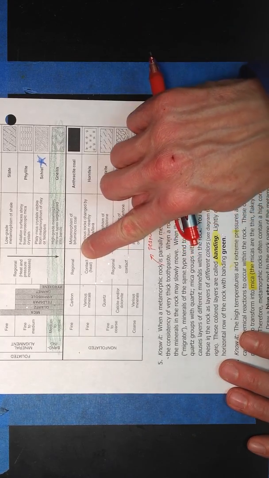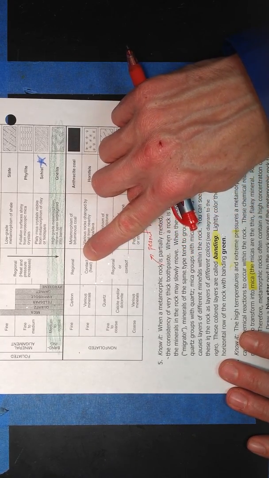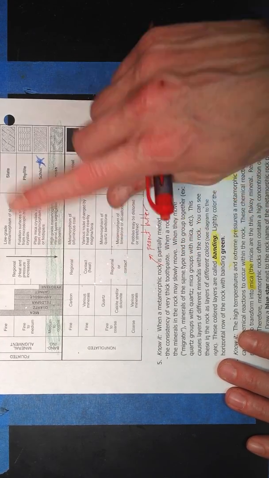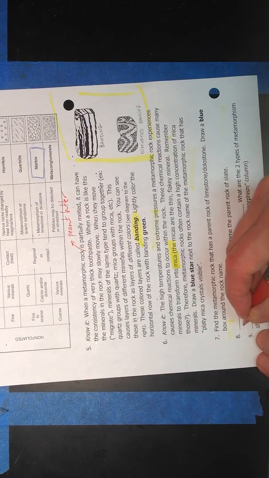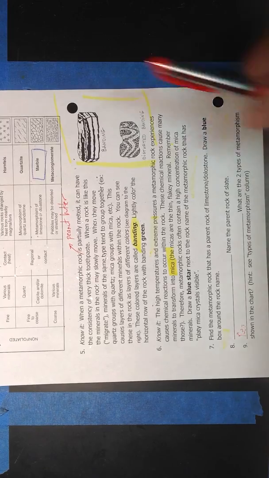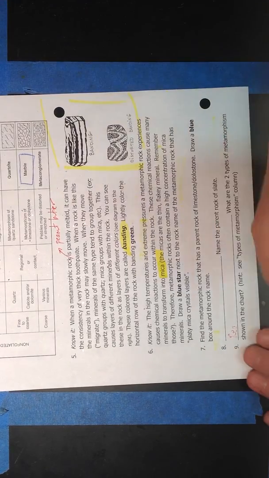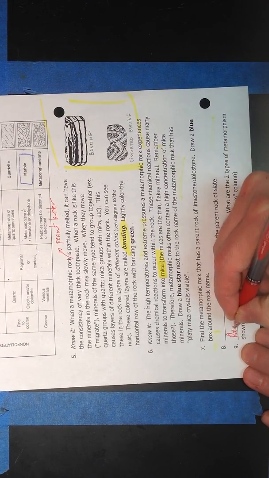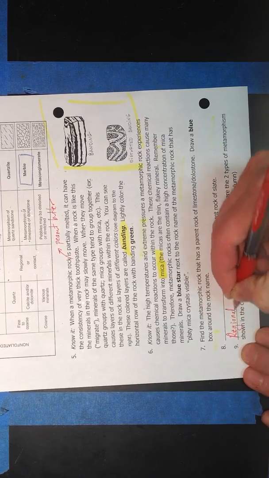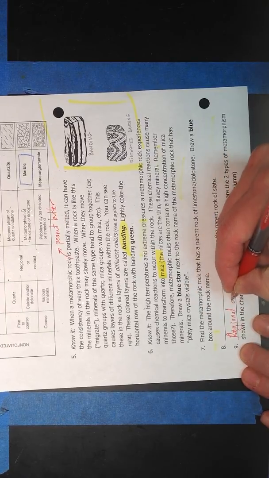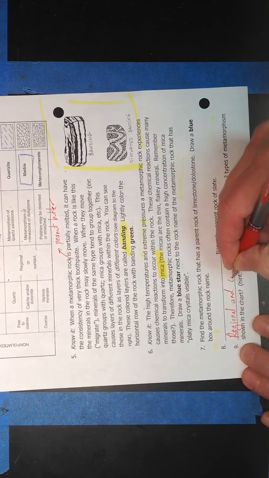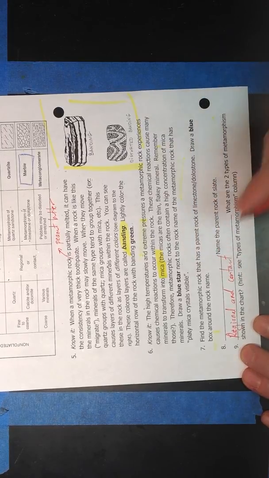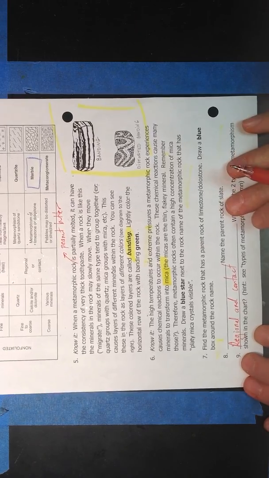Oh, my rocks just fell. Like lava, magma. And then this is regional or contact. So there's 2 types, and it is regional and contact metamorphism. Okay, again, contact is usually contact with lava that kind of like cooks it.